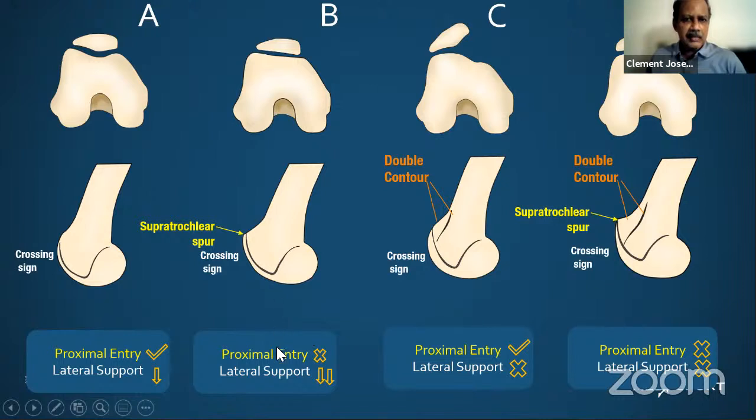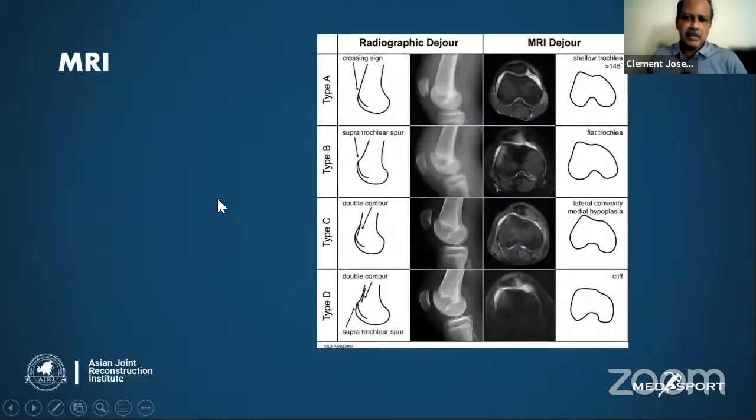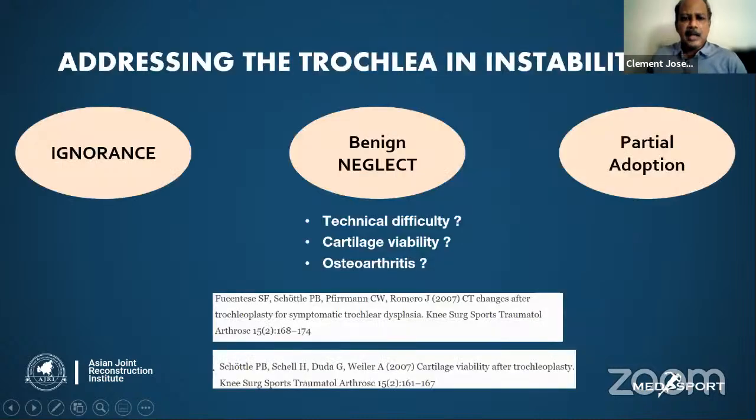Once again, on type B, the proximal entry as well as the lateral support is not good. And type C, proximal entry may be okay, but lateral support is not there. And in type D, both proximal entry and lateral support are affected. So MRI can also be used to classify these types of trochlear dysplasias.